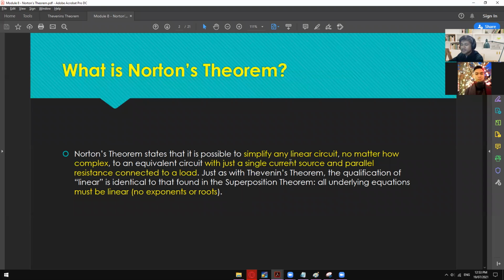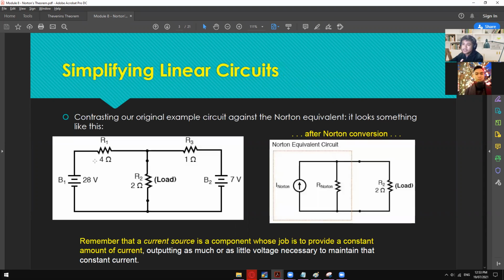Okay, so again, this one has the same concept wherein you can simplify any linear circuit into a super simplified version, as long as it doesn't have exponents or roots. So let's use the same example. We have 28 for the R load and then 7 and then 1 right here, but our goal now is of course converting this one into a Norton equivalent circuit.